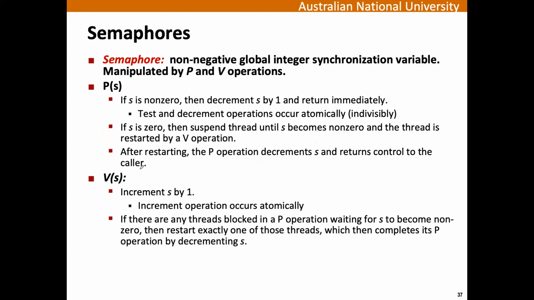The V operation does the opposite: it increments S by 1, and the increment operation, once again, happens atomically. And the other thing the V operation does, if there are any threads blocked on P, waiting for S to become non-zero, it restarts exactly one of those threads. And which one of the threads it restarts is not specified. It's implementation dependent, whatever the kernel chooses, whatever heuristic the kernel uses.